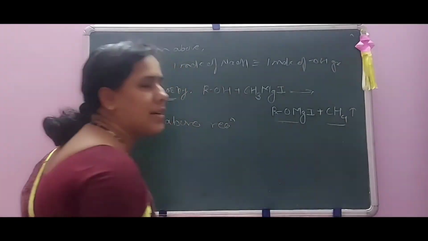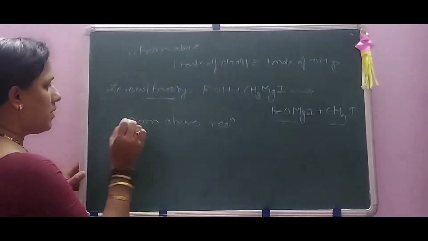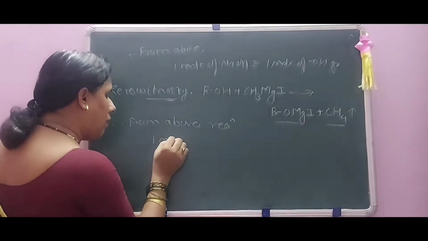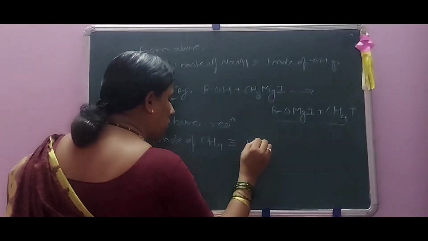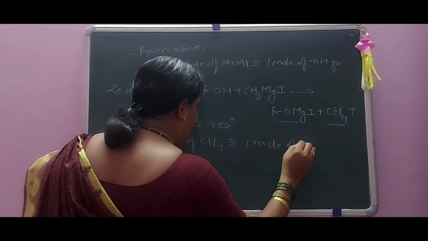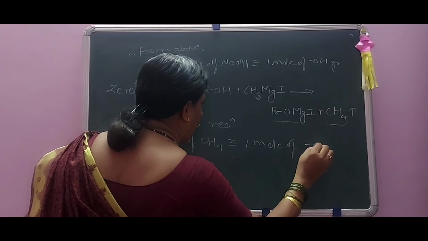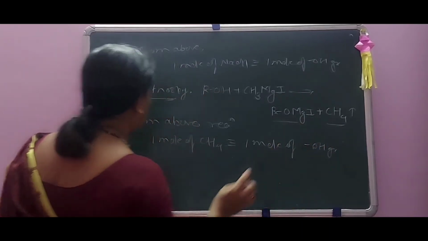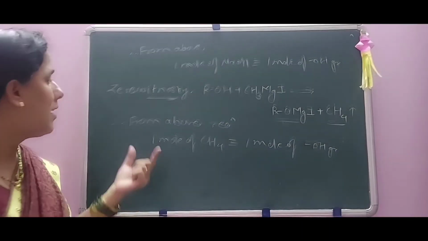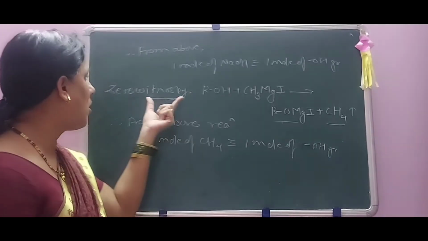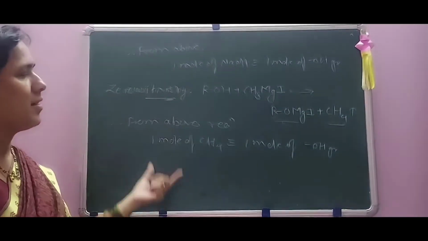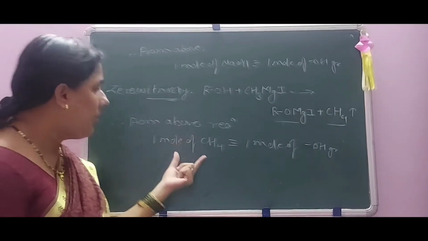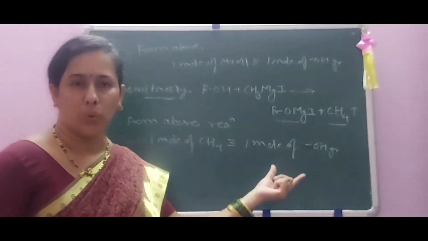CH4 is marsh gas, that is called methane gas. So from the above reaction, 1 mole of CH4 corresponds to 1 mole of OH group. From this we can easily calculate the number of moles of hydroxy groups. Thus we can calculate the number of OH groups.